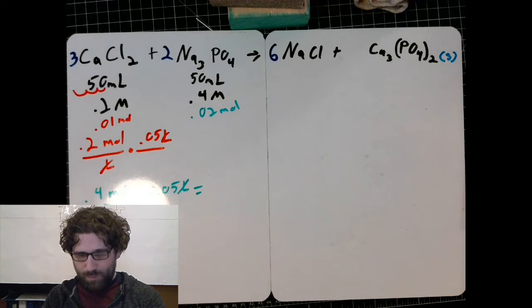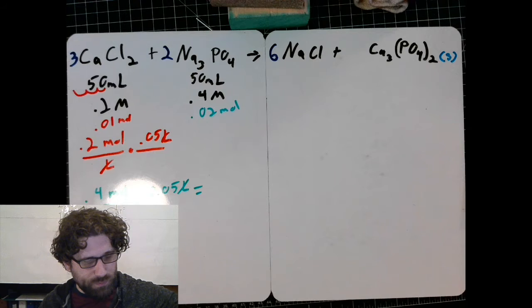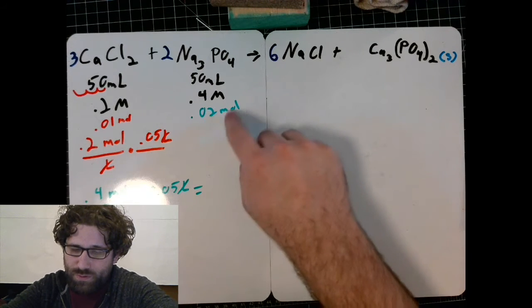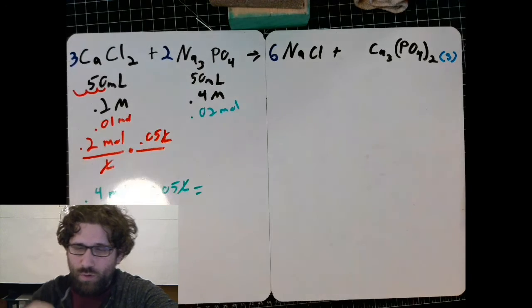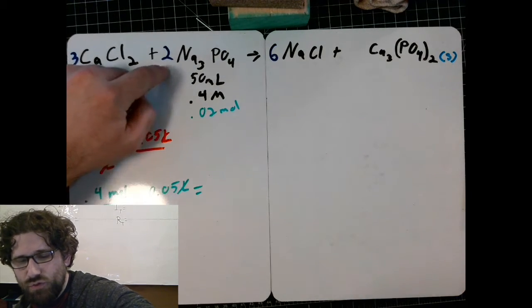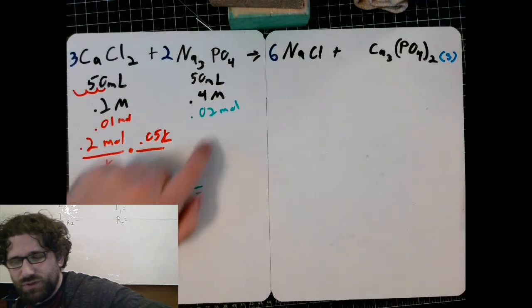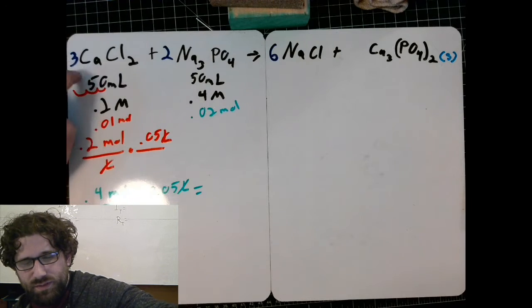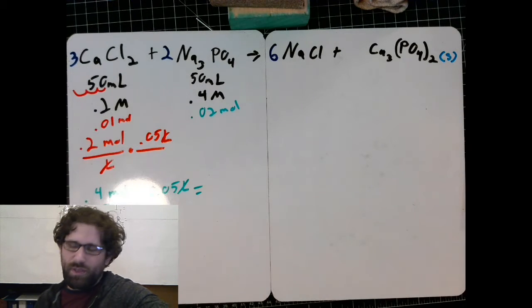So what's our next step? We found our moles. We need to figure out our limiting reactant. So I've got 0.02 moles of this, 0.01 moles of this. I can already see, because it takes 2 moles of this for every time this reaction proceeds, and that's already a larger number, this calcium chloride is going to end up being my limiting reactant.